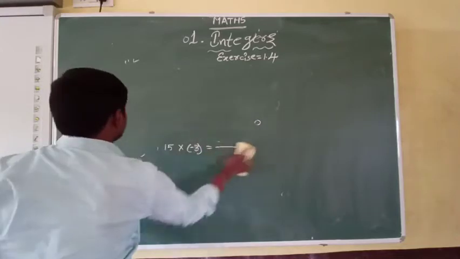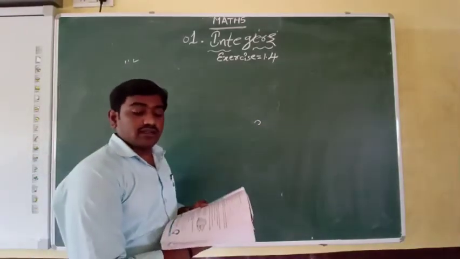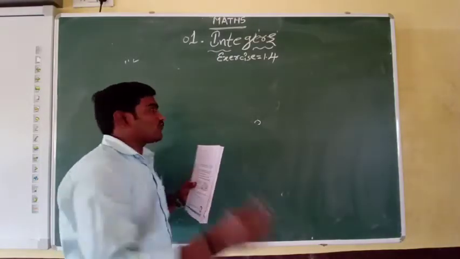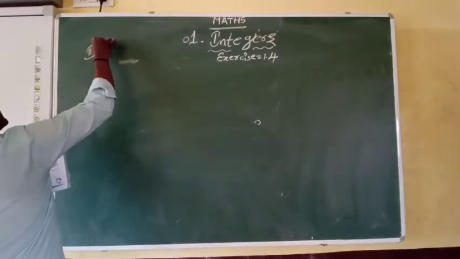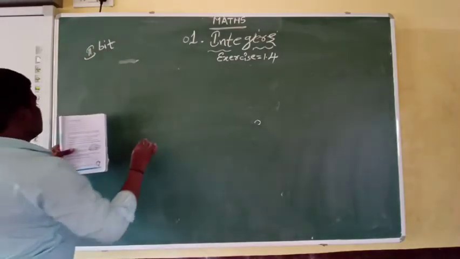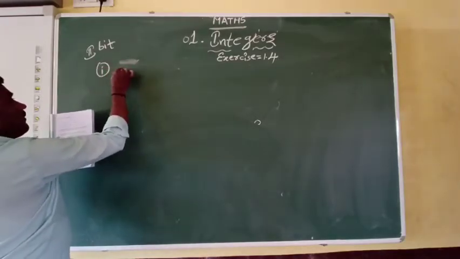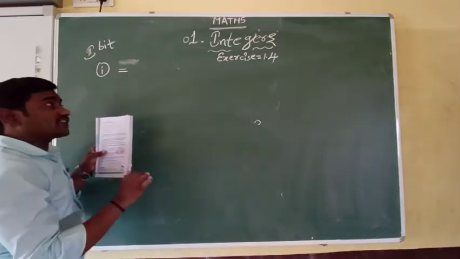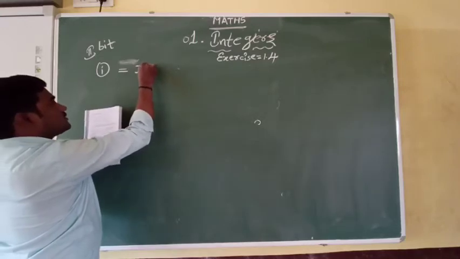There are 10 questions in the second bit. In the second bit there are 10 internal questions. Let me solve any 3 or 4 for understanding. Second bit, let me go for the first one. Find each of the following products. Products means multiplications. We need to find the product of these numbers.